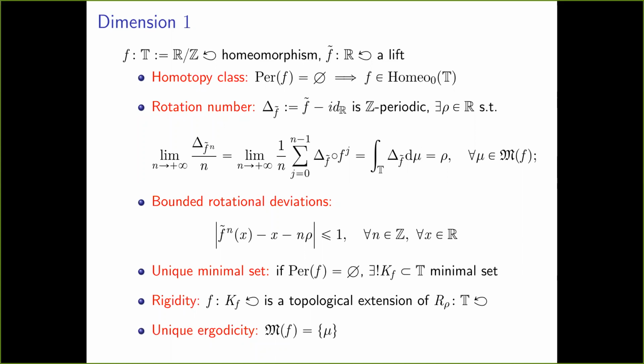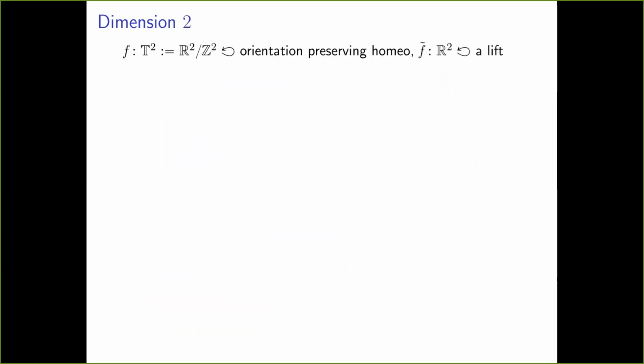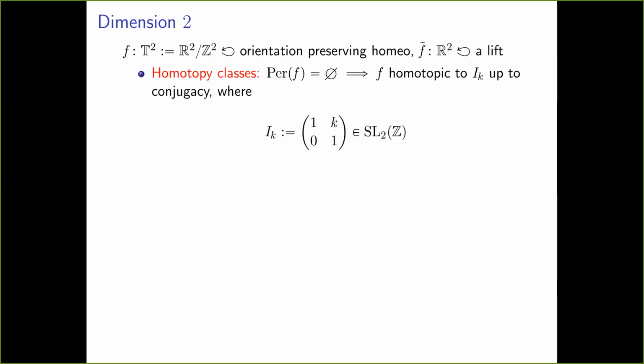So let's go to dimension 2, which is the context I want to consider here. So we will consider orientation preserving homeomorphisms. Again, I will consider a lift to the universal cover. And again, the first thing that you have to do is to distinguish those homotopy classes containing periodic point free homeomorphisms. If you use Lefschetz's fixed point theorem, you can show that there are infinitely many. This is the first difference with the circle case. You have infinitely many homotopy classes containing periodic point-free homeomorphisms.